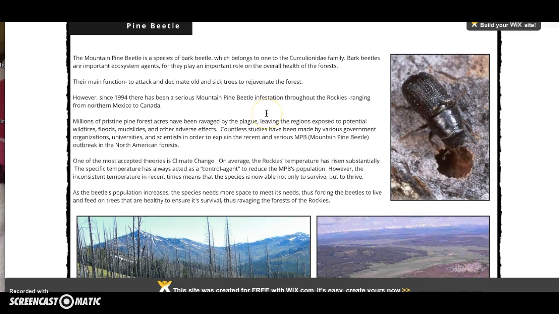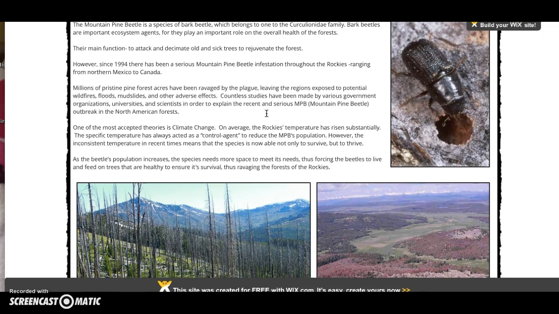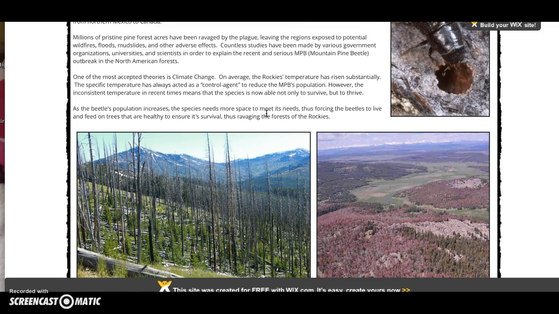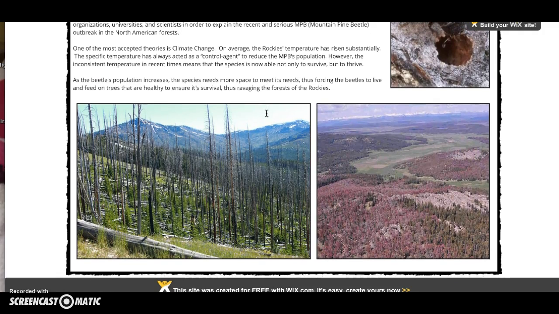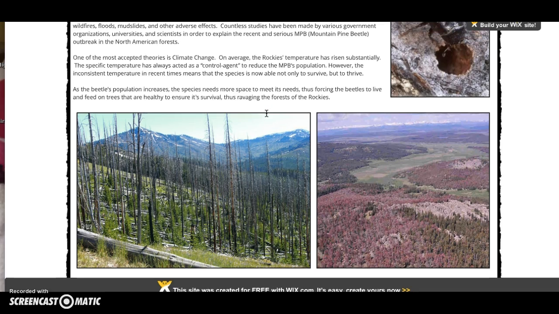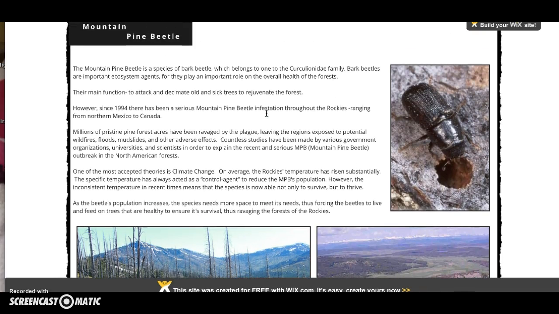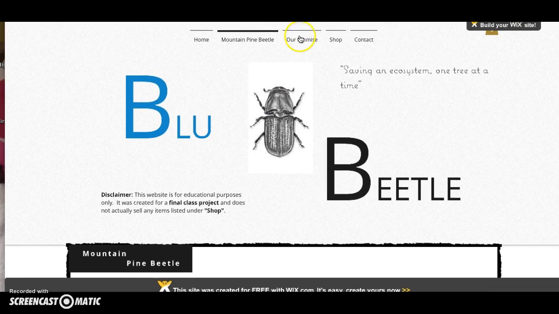But because there is such an overwhelming amount of them now, there aren't enough trees for them to devour and feed themselves. So they're actually killing healthy trees also, which is essentially turning them into tinder, as you can see from the images down below here on this website. And what it does is it's killing an ecosystem, number one, and number two, it's making the Rockies very prone to forest fires. So this is the second page of the website, just a quick detail.